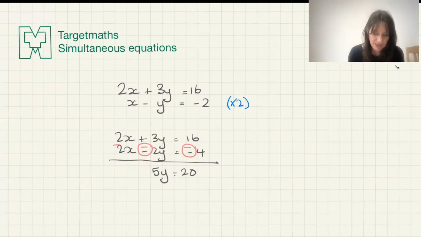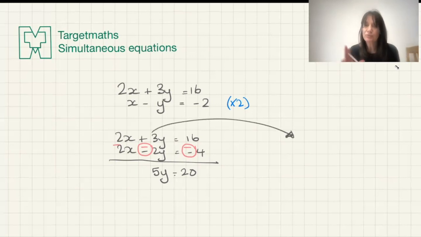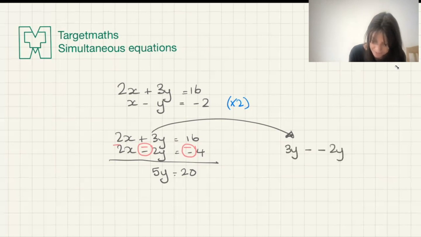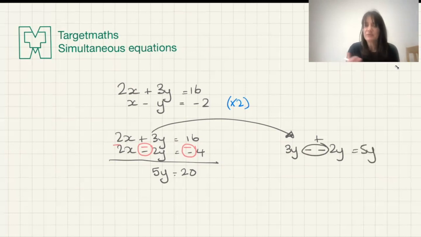One of the things that you can do, like I say, is you could do the ringing, which I've done in this example, or you could just literally take that middle bit out, rewrite it so that you can see it clearly. So I've got a positive 3y minus 2y. And that just might help you be less confused.